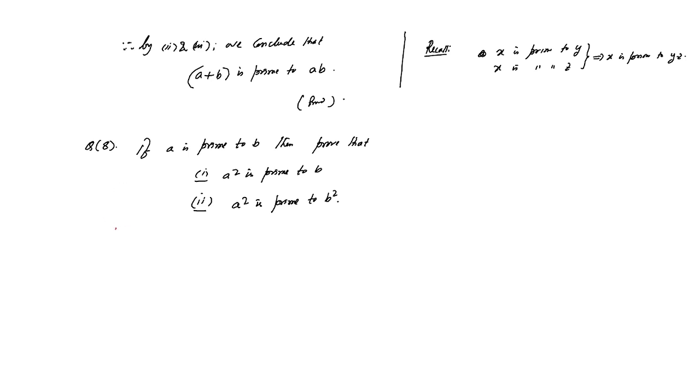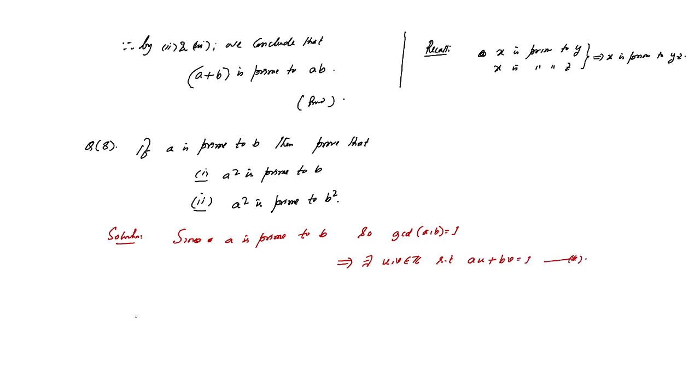Okay, we come to the solution. Since A is prime to B, so GCD of A, B will be 1. That means there exist integers u, v belonging to Z such that Au plus Bv equals 1. So, star marks. Now start from 1. We have to show A square is prime to B. Here we have to prove that A square is prime to B.